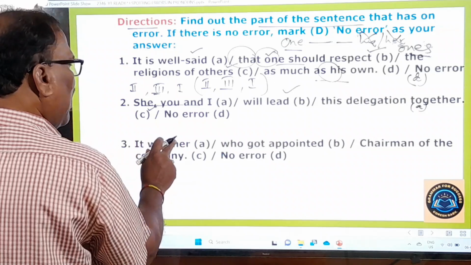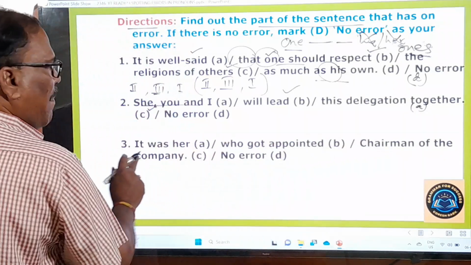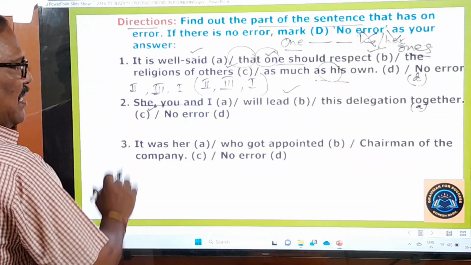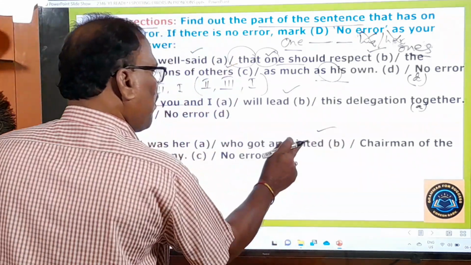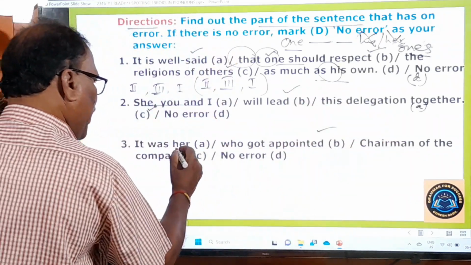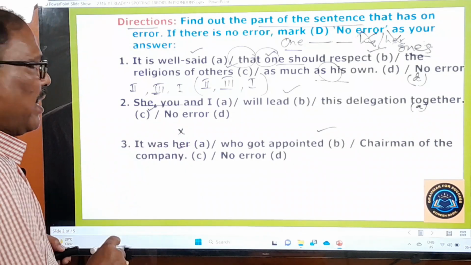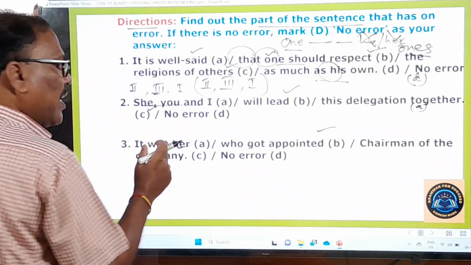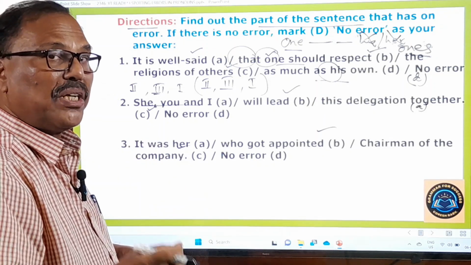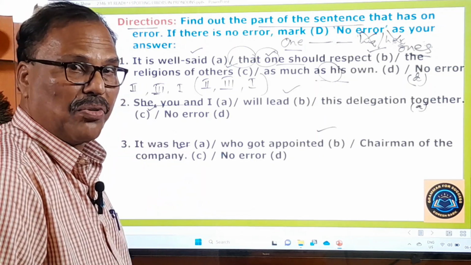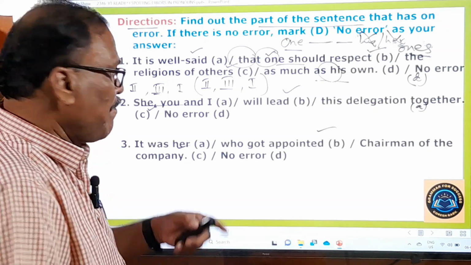What is that? It was her who got appointed chairman of the company. If you observe this sentence, in the B part, who got appointed, no mistake. Chairman of the company, no mistake at all. Only in the A part, there is a mistake. What mistake is there? If you can remember the rule that I taught you in my earlier videos, correction of sentences in pronouns, that is mentioned.